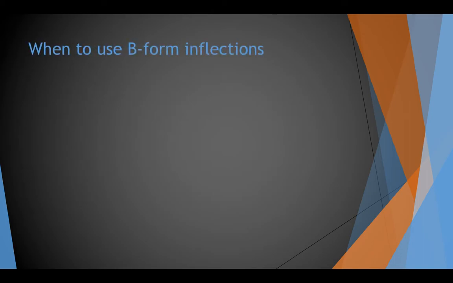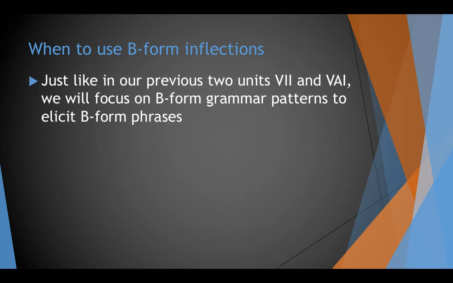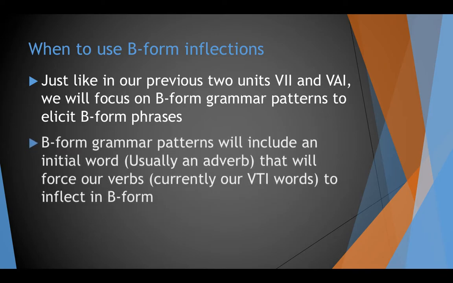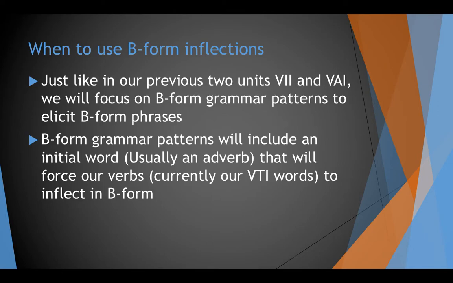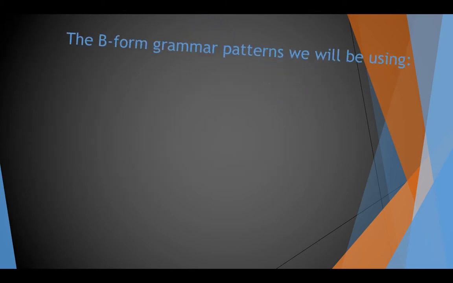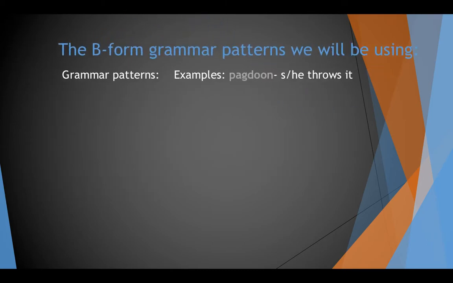So when to use B form inflections? Just like in our previous two units, VII and VAI, we will focus on B form grammar patterns to elicit B form phrases. B form grammar patterns will include an initial word. They're usually an adverb of some type that will force our verbs, currently VTI words, to inflect in B form. The B form grammar patterns we are going to be using are listed here, and an example verb we're going to use is pugdon, she or he throws it.